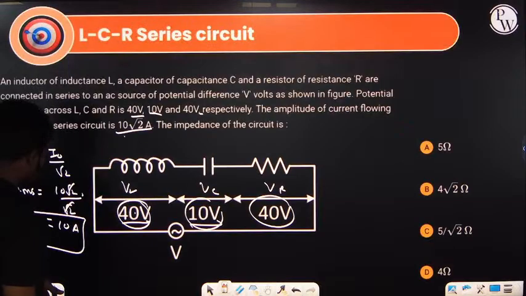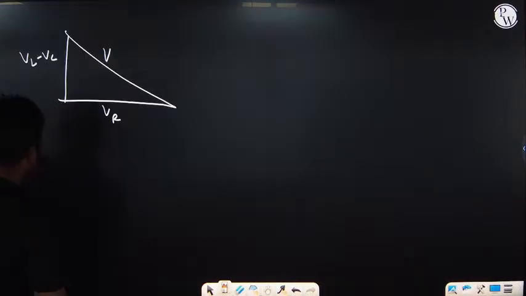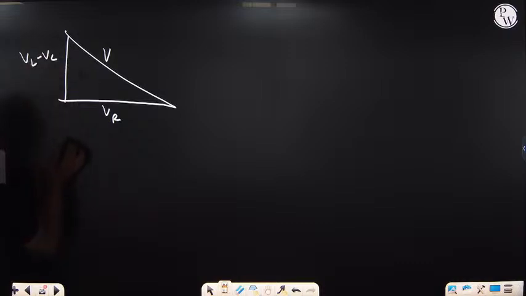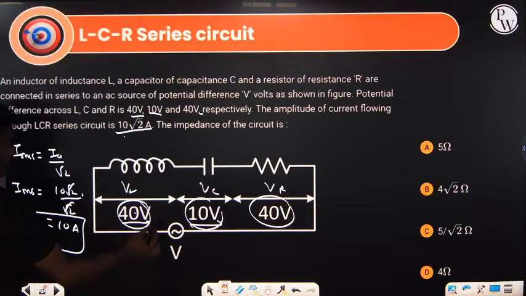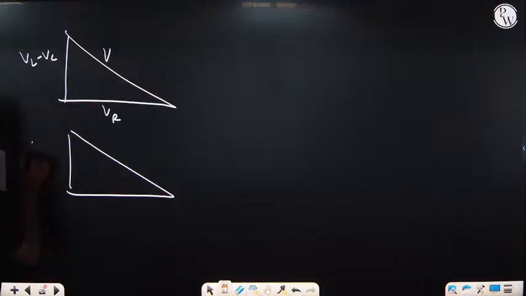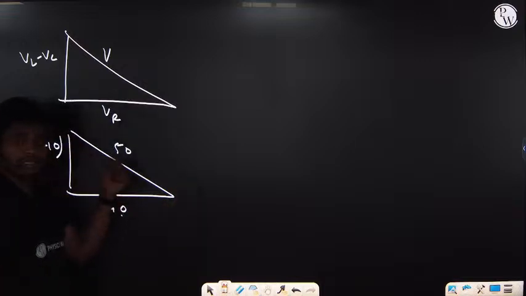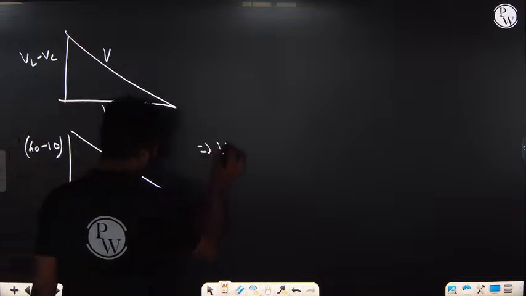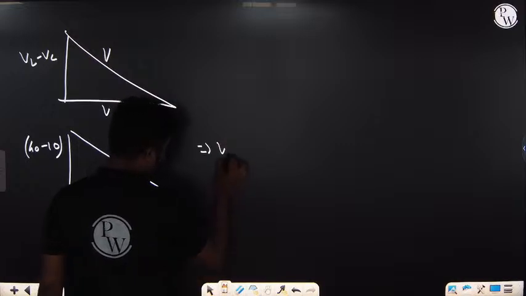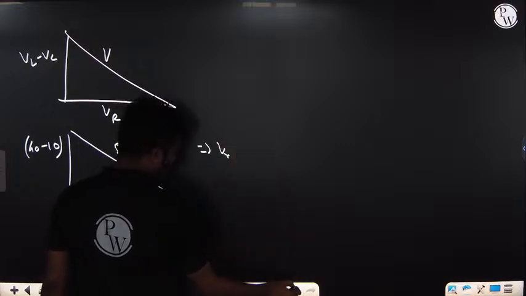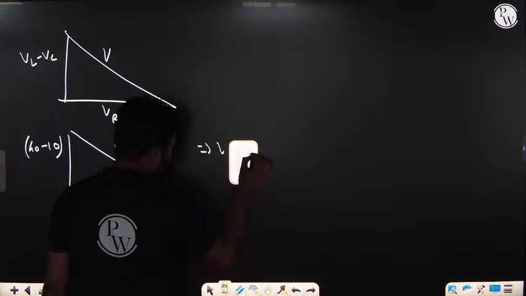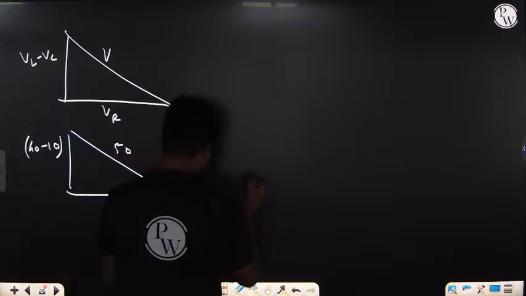So let's solve this particular question. What is VL minus VC? We have 40 minus 10, which is 30, and the voltage across the resistor VR is 40. So using the Pythagorean triplet 30, 40, 50, the source voltage VRMS is 50.